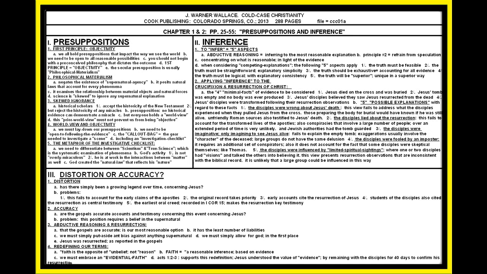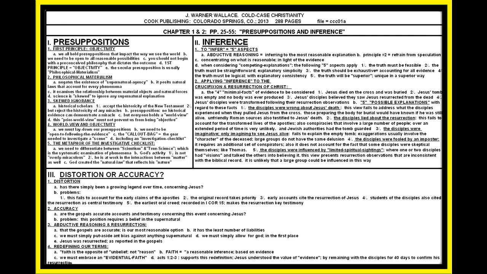That brings us to block 3 and the conclusion to this first lesson: whether we should consider the evidence in the Gospels as a distortion or as accuracy, by first laying down our presuppositions and taking up the methodology of inference or abductive reasoning. So block 3, we'll take a look at distortion. Has there simply been a growing legend over time concerning Jesus?